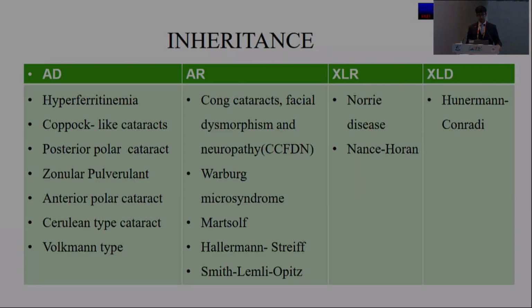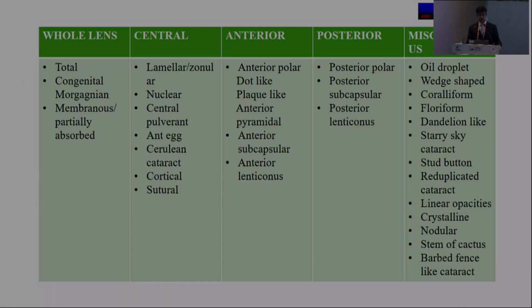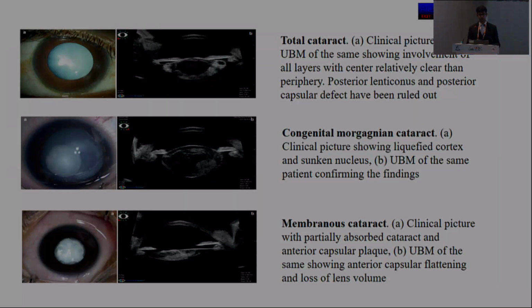These are a few pedigree charts of the same, and I shall directly come to the morphology. There's a morphological classification as well, depending on whether it involves the whole lens, whether it is lamellar, a central cataract, anterior, primarily posterior, or miscellaneous. And here I'm showing you certain clinical pictures along with the associated UBM findings. Here you can see in picture A, there's a total white cataract and the associated UBM.